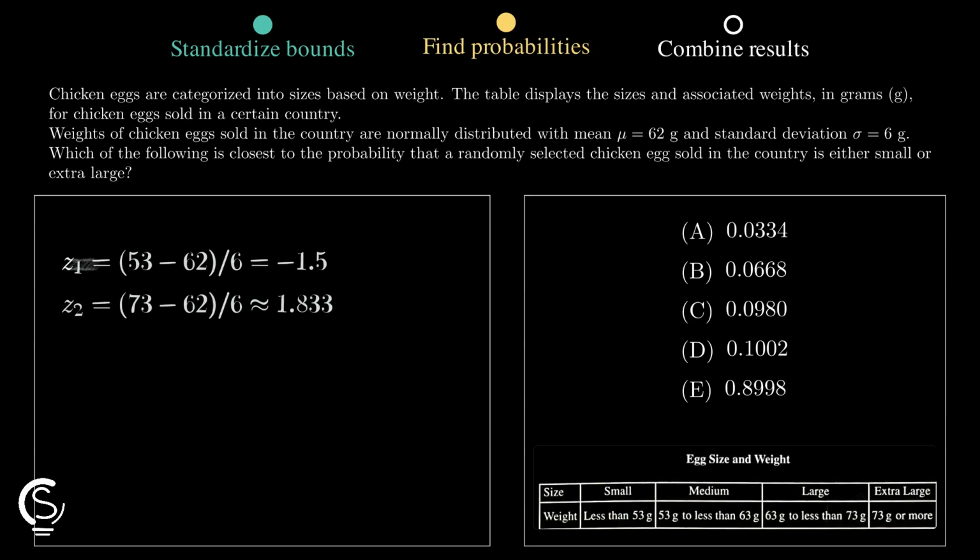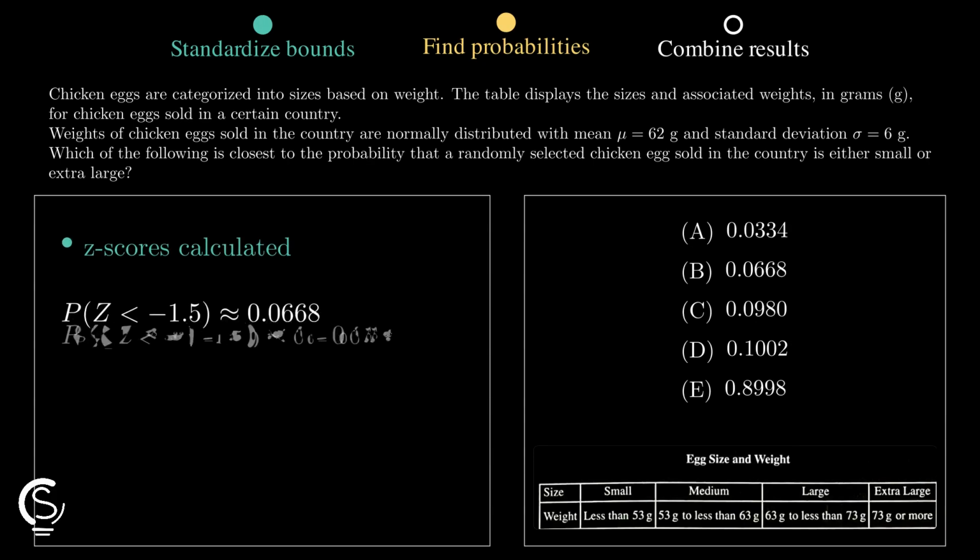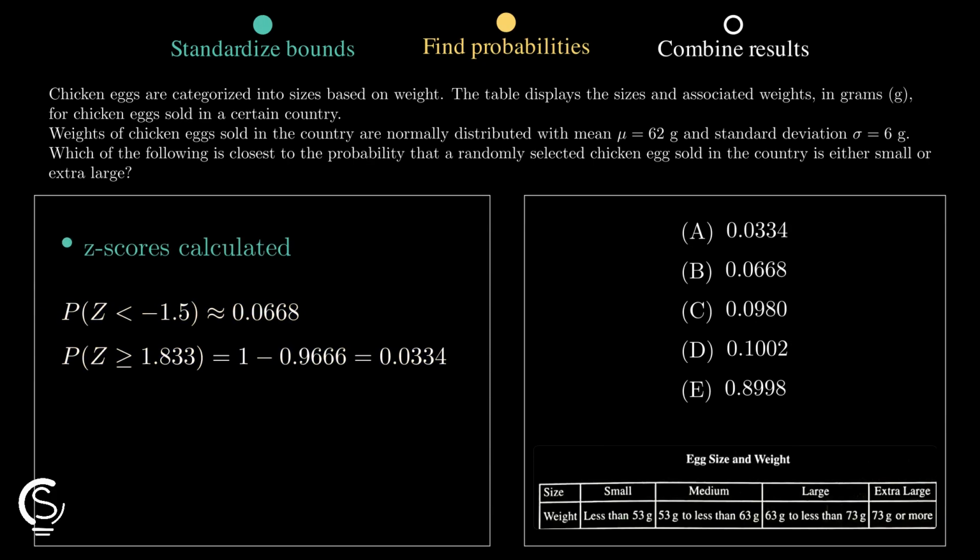Next, we find the area in the tails. The small egg area is the left tail, while the extra large area is the right tail, calculated as 1 minus the cumulative probability.